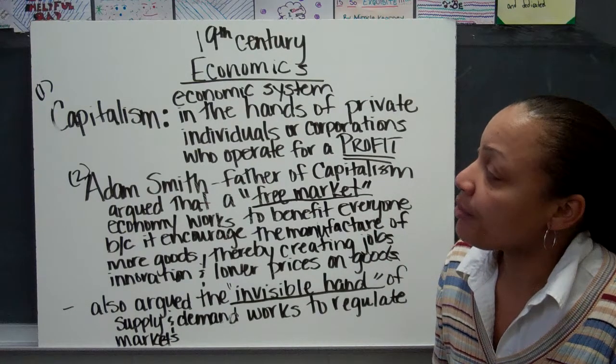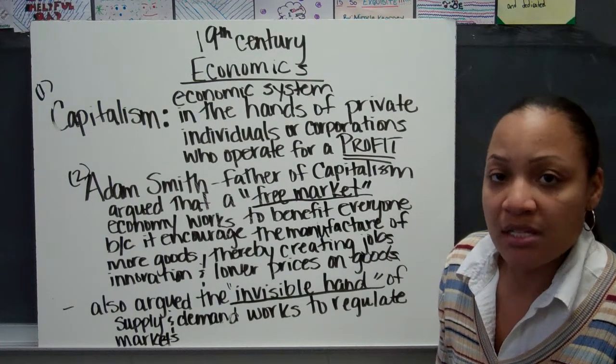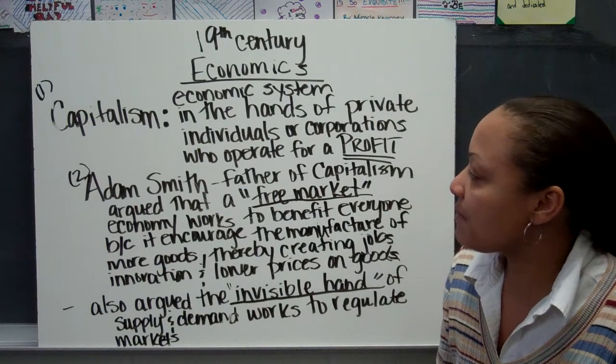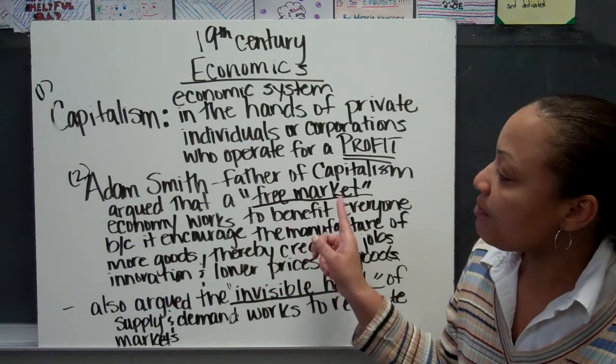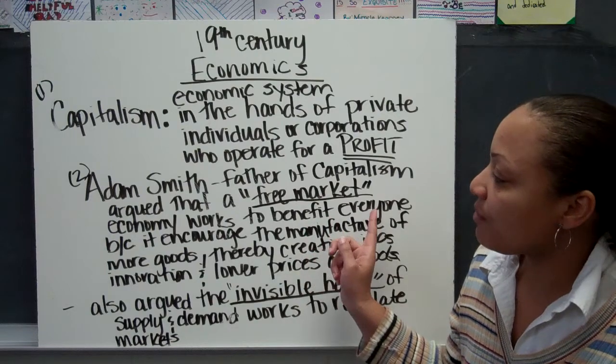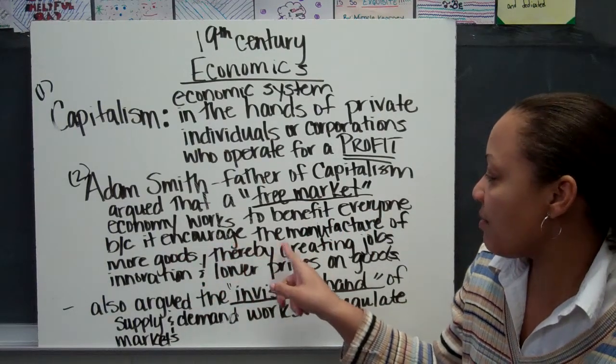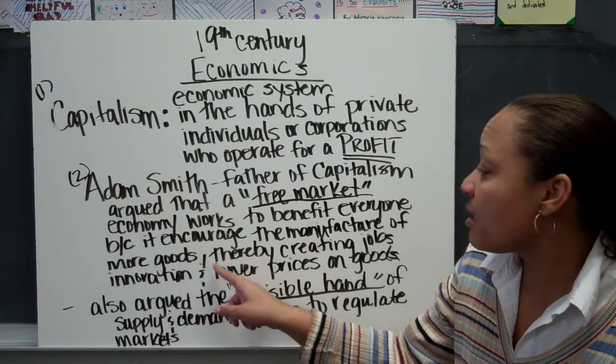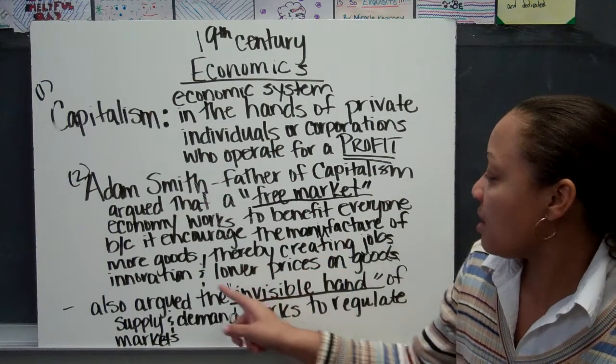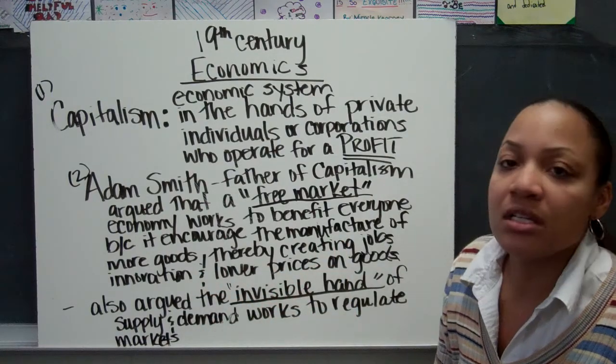The person that wrote about capitalism, or that is known as the father of capitalism, is Adam Smith. He argued that a free market economy works to benefit everyone because it encourages the manufacture of more goods, thereby creating jobs, innovation, and lower prices on goods.